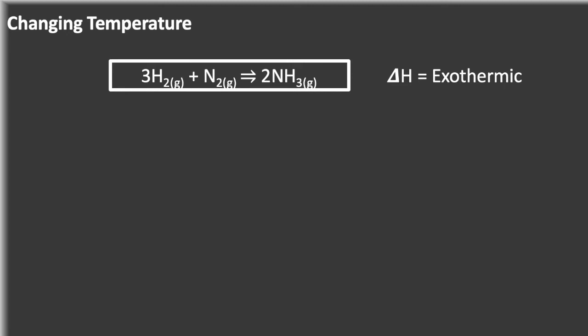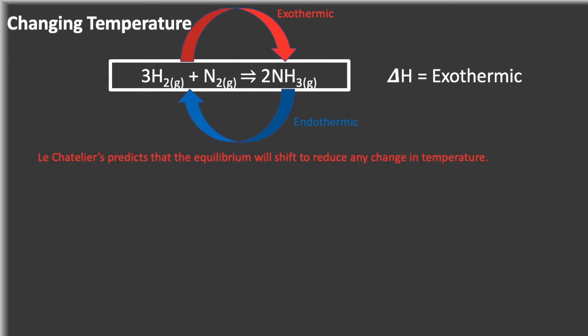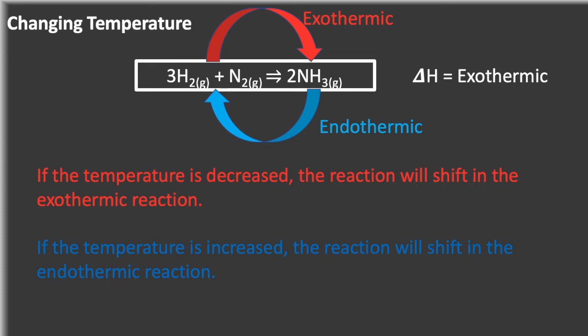And finally, temperature. This is an exothermic reaction in the forward direction. We always quote the forward reaction for that, and that means that the reverse reaction is going to be endothermic. Le Chatelier again predicts if we try and change the temperature, the equilibrium will shift to minimize that change. Therefore, if we decrease the temperature, the reaction will shift in the exothermic direction to generate heat energy. And if we increase the temperature, the reaction will shift in the endothermic direction to decrease the temperature.